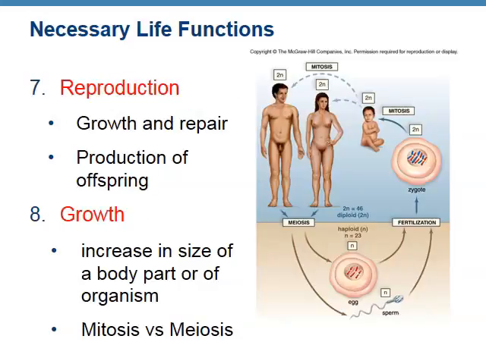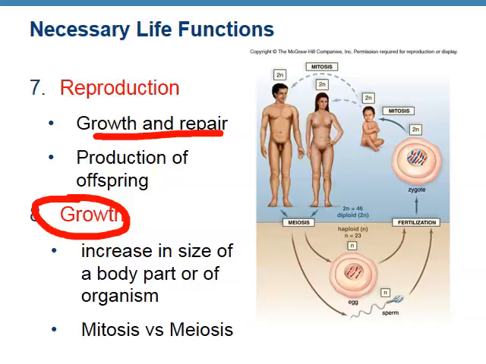The last two, reproduction and growth, kind of go hand in hand. I wanted to show you this picture. It's from another textbook. But reproduction is for growth and repair. But then I have growth down here separately. Some books put these two together. So we're talking about the production of offspring in reproduction, but we're also talking about growth if we want to increase the size of a body part or an organism. So let's look at how these two go hand in hand here.